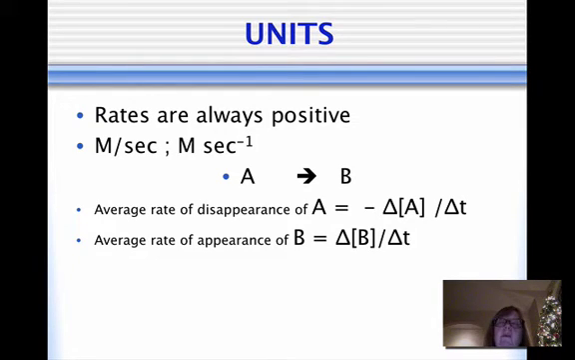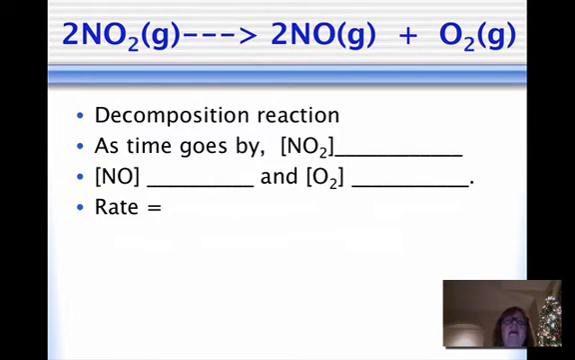Okay, so again, rate is the change in concentration per unit time. Okay, so let's look at a real reaction. Here we've got a decomposition reaction. We've got nitrogen dioxide gas decomposing into nitrogen monoxide and oxygen. As time goes by, the concentration of nitrogen dioxide will be decreasing, and so our reactant concentration will be decreasing. I'm just going to draw an arrow down here. And the nitrogen monoxide, a product, it's going to start making these products, so its concentration will be going up, and the oxygen concentration will be going up.